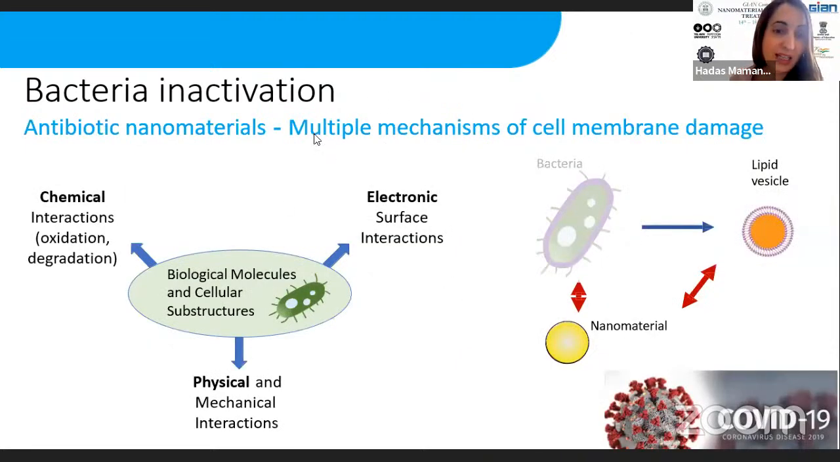And now antibiotic nanomaterials can have multiple mechanisms of cell membrane damage. For example, it could be chemical interactions, which relate to oxidation and degradation; electronic, which is surface interaction; and physical, which is mechanical interactions. And this relates to all the biological molecules and cellular structures. This is the bacteria, this is the nanomaterial, and this is lipid vesicles. And actually, these lipid vesicles inserted into the nanomaterial can result in inactivation even of human coronavirus, for example.